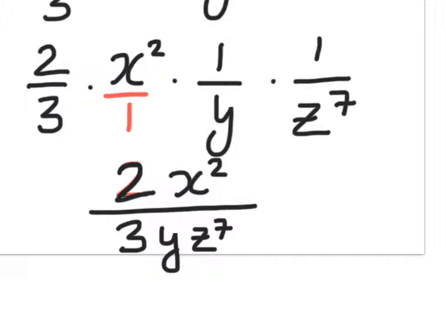So the y and the z, they have different base numbers, so we can't really multiply them properly together, so we just put them beside each other. And that shows that they're multiplying.